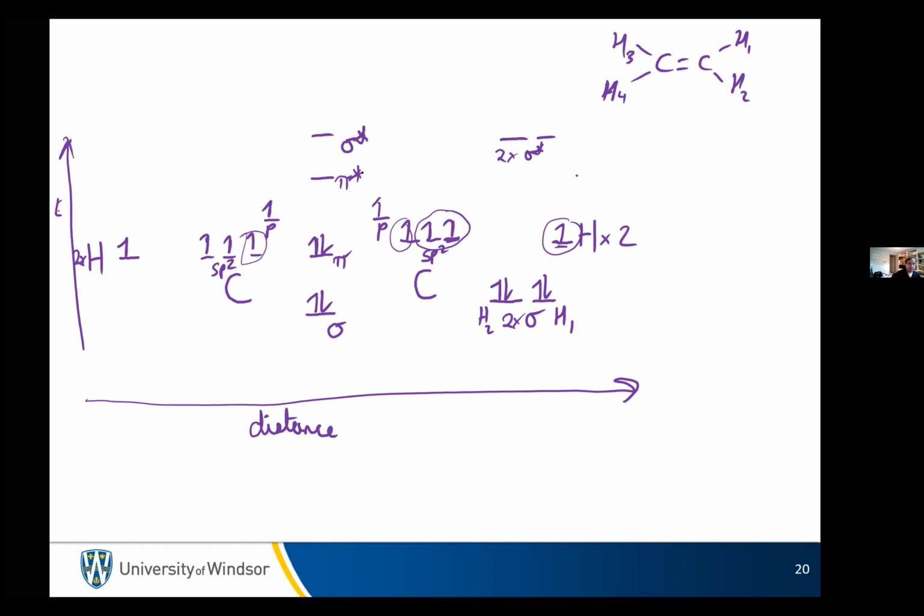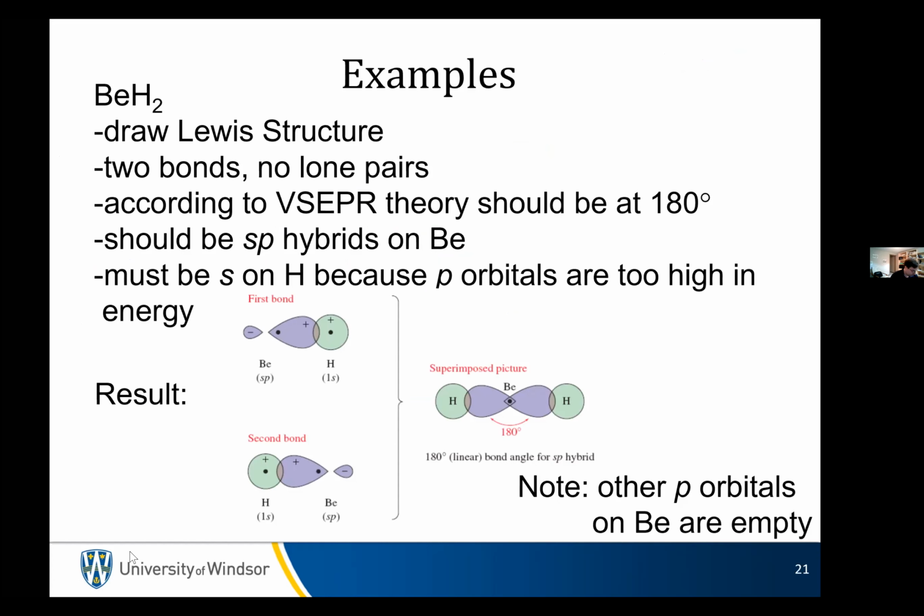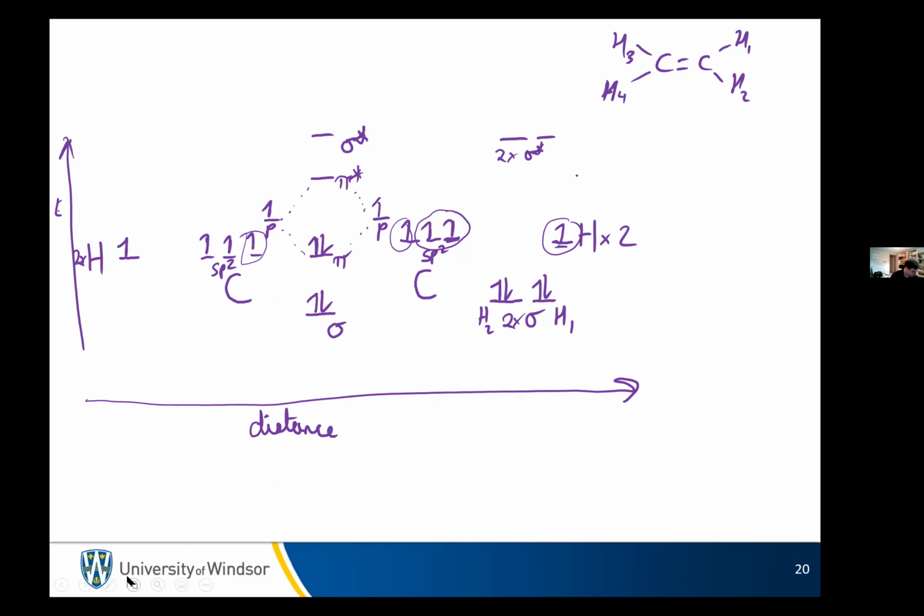And we have to create a pi star orbital. My distances are all supposed to be equal. It's just I suck at drawing. I want to change color.